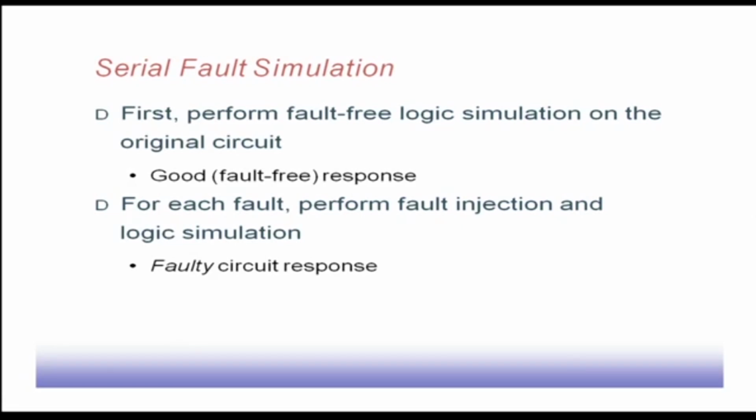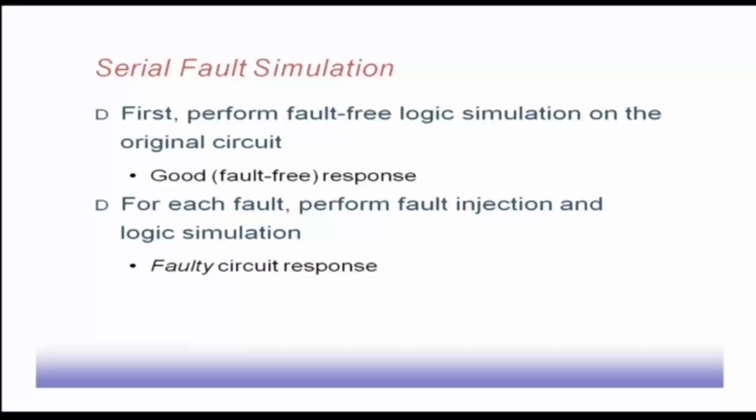So, that will give us the faulty circuit response. Now, there are two possibilities: for certain faults, for certain patterns, the faulty response may be the same as the good response. That means those patterns are unable to detect those faults. If for all the primary outputs the response is the same as the fault-free response, then that particular fault cannot be detected by that test pattern.